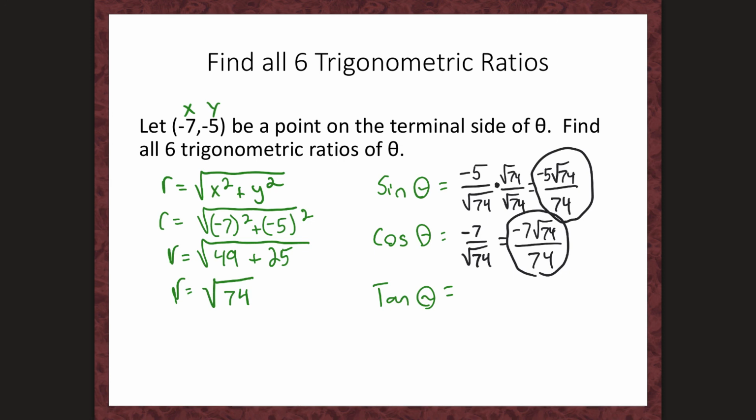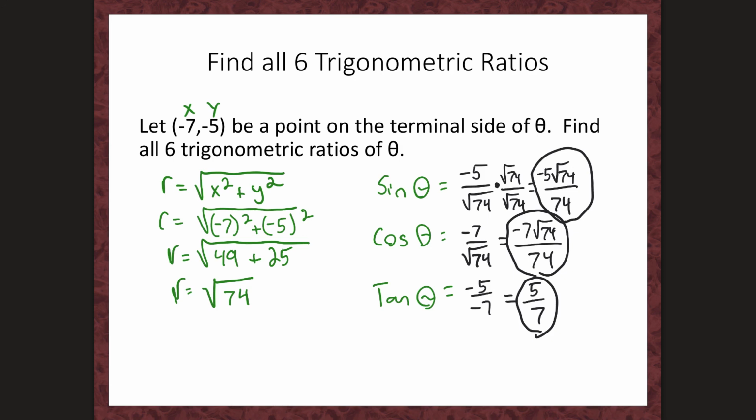And finally, our tangent. Well, we don't have to worry about a square root in the denominator for a tangent because it is y over x, or -5 over -7, which simply reduces to 5 over 7. And once again, it's positive, and that's great because it is in the third quadrant, and tangent is positive there. So it all worked out.